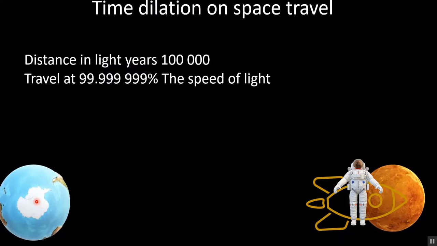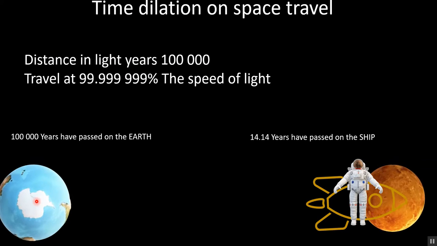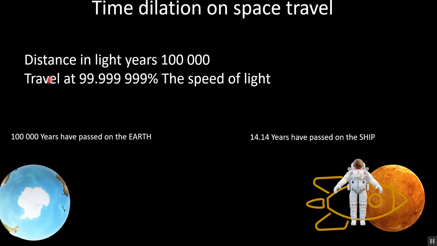100,000 light years at 99.999999% the speed of light. 14 years have passed for the astronaut. He turns around and comes back. So he's there and back in 30 years. And this is only for 100,000. Remembering there's planets there that are 9 billion light years away.